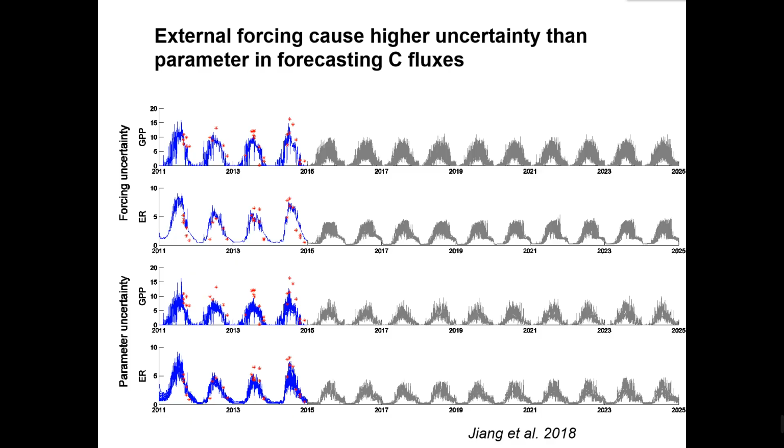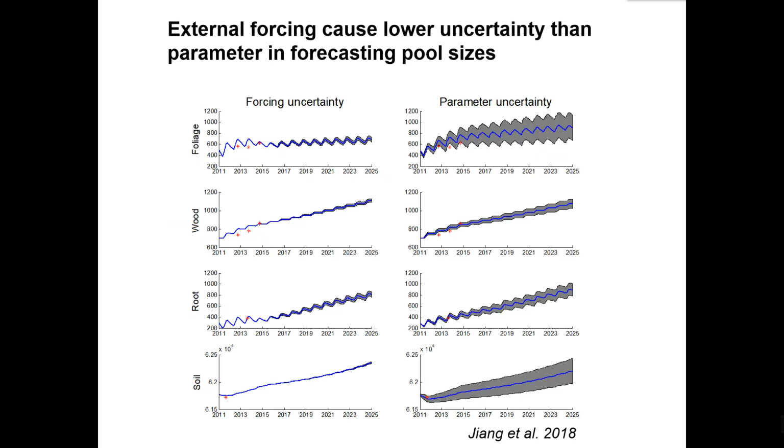So you can follow my paper and look at some of the results. Here we found that the external forcing causes higher uncertainty than parameters in forecasting carbon fluxes, while the external forcing causes lower uncertainty than parameters in forecasting the pool sizes.